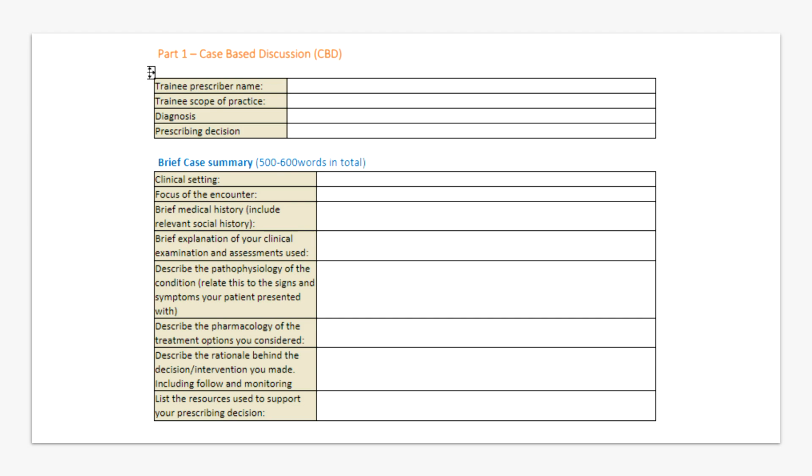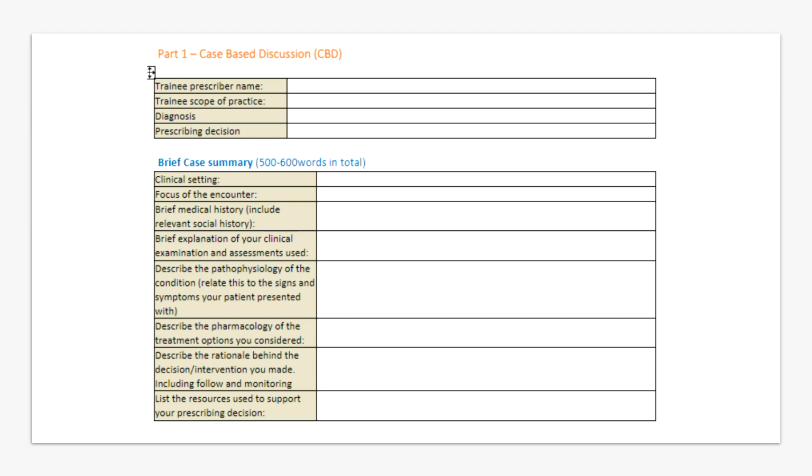The trainee should prepare a case within their scope of practice, a case where they've been actively involved in the patient's care. They should provide a brief overview of the case at the start and describe their involvement in the case and how they demonstrate their prescribing competence. This case overview should help to support the trainee to prepare for their case-based discussion. So every section should be completed.